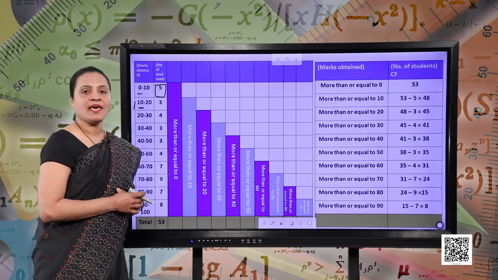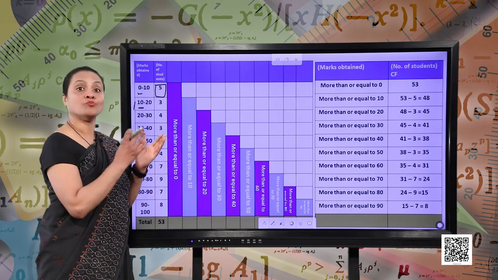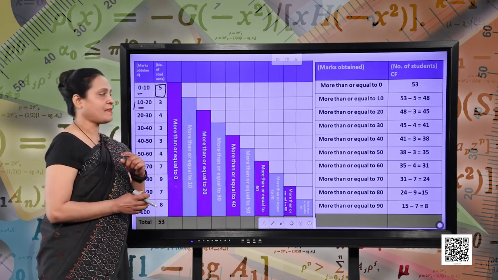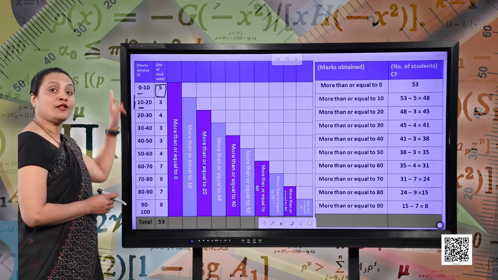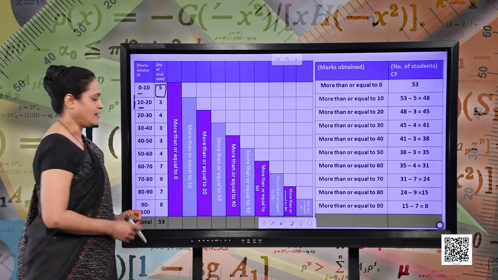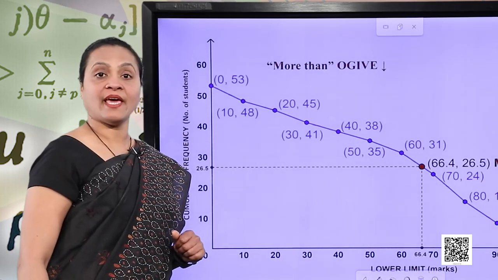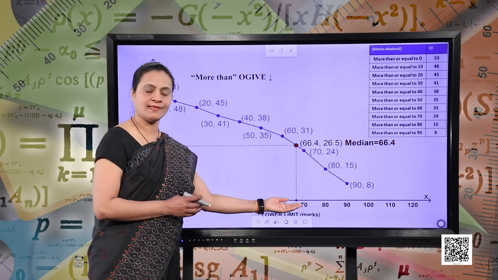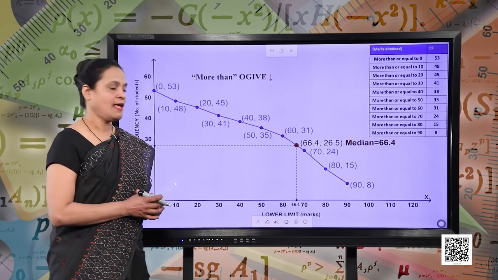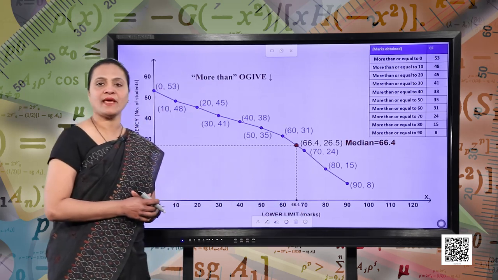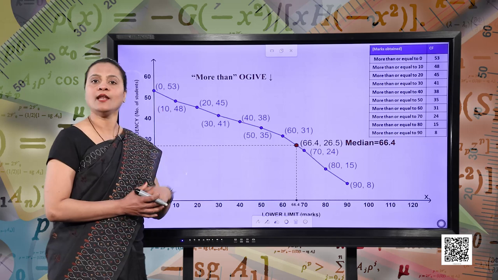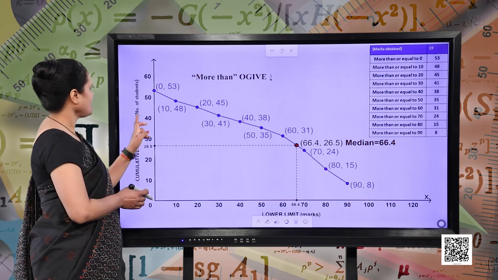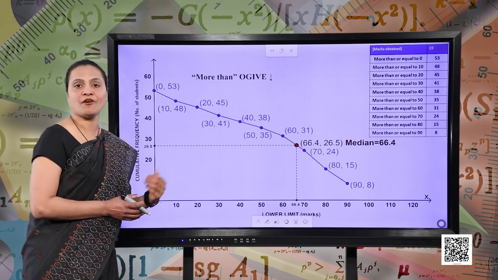The same we say for less than type cumulative frequency distribution also. Now, our next step is to plot the ogive, that is more than type ogive for this table. Let us see how. Remember that here we have taken the lower class limit of each class interval. To plot the graph or to get the more than type ogive, we will take along x-axis the lower limit of each class interval, which are actually the marks. As I have mentioned, for more than type, we consider the lower class limit. Along y-axis, again we are going to take cumulative frequency, which are in this case number of students.